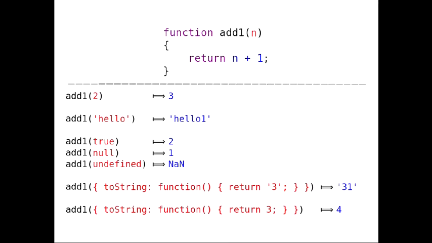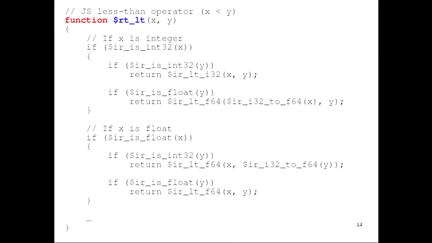And of course, there are some other cases that I haven't even illustrated on this slide. So the plus operator in JavaScript has to handle all of these possible input types, with all of this logic inside of it. And at the same time, we want to make this as fast as we can. So in Higgs, the less than operator would be implemented something like this.